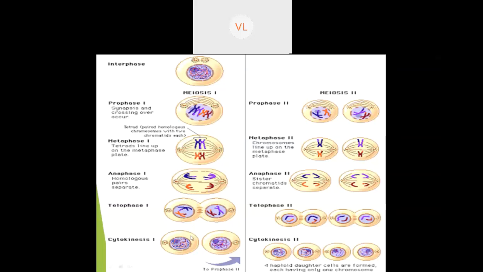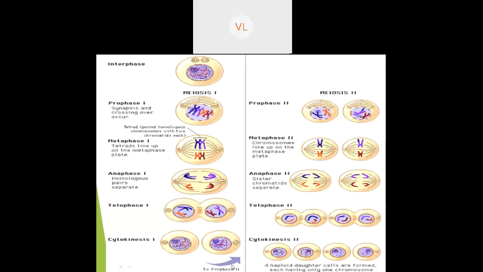So in cytokinesis, what happens? They will divide now. They will be divided into two cells, one, two. So this is what happens in cytokinesis. They will be divided into two cells after telophase 1.